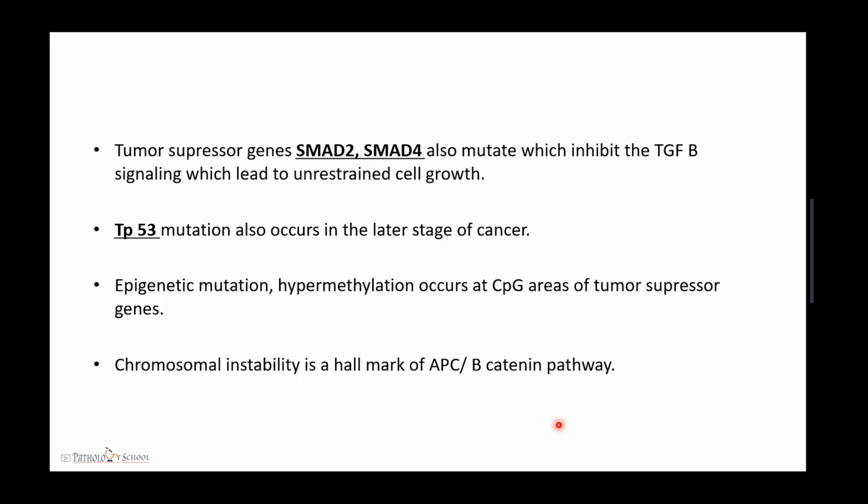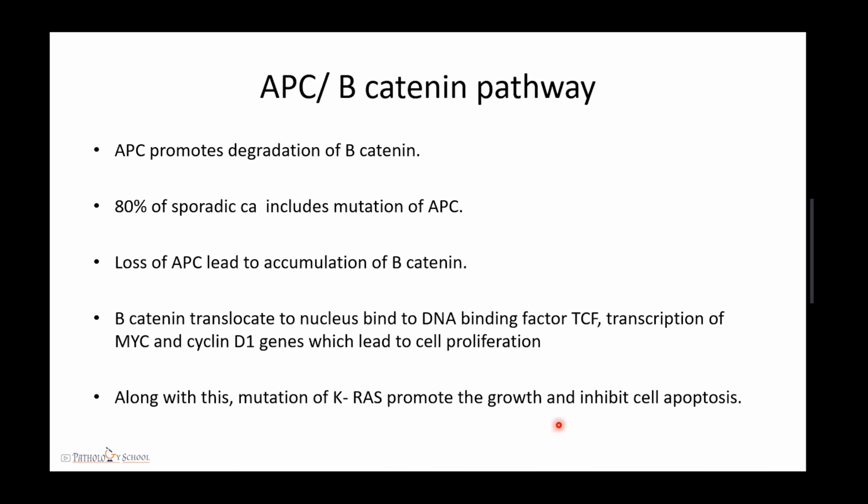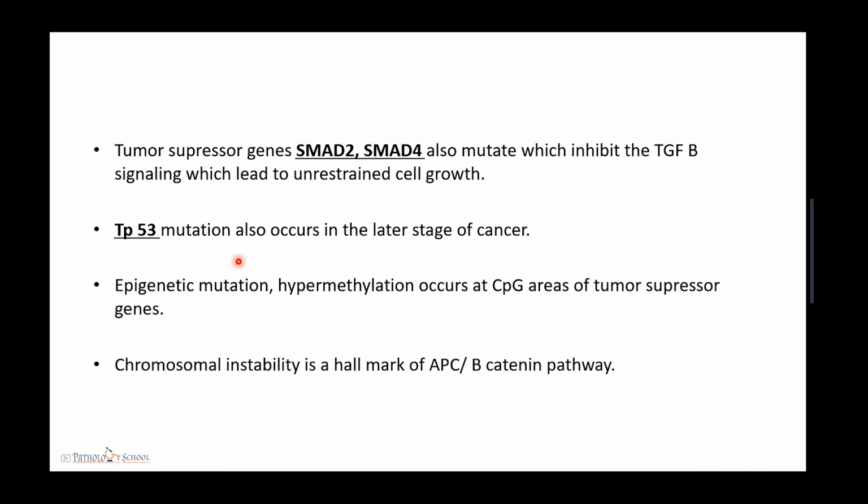TP53 mutation also occurs in this. So see, we are talking about the adenocarcinoma of colon. Here KRAS mutation is happening, TP53 mutation is happening, which is missing in the MSI pathway. Now, epigenetic mutations, hypermethylation, occur at the CpG areas of tumor suppressor genes. And chromosomal instability is a hallmark of the APC beta-catenin pathway.